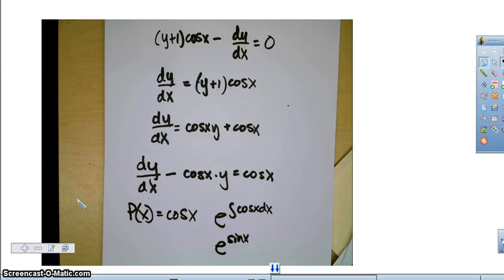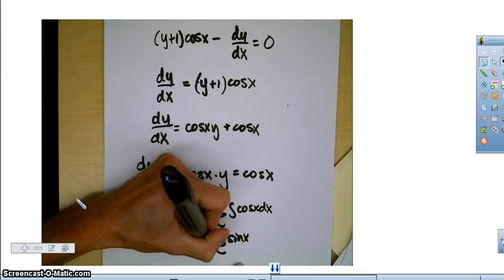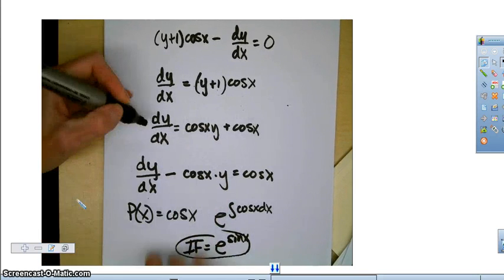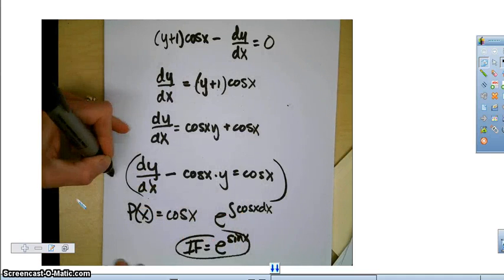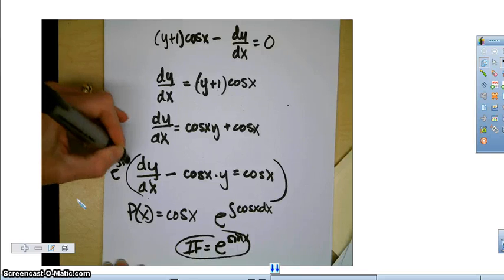All right, can you simplify e to the sine of x? No, just leave it. It's okay. Now we're going to take this as our integrating factor. It's our key. And we are going to multiply both sides of our differential equation by that. So we're going to multiply that whole mess times e to the sine of x.